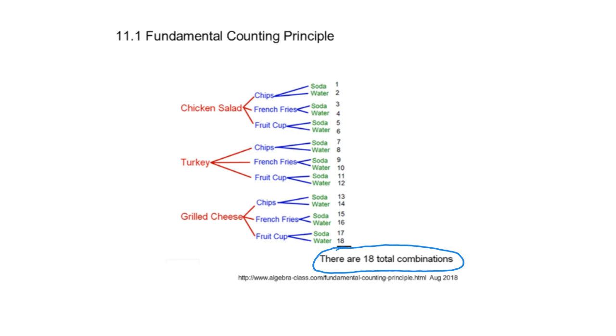Let's look at how the fundamental counting principle works. It takes the number in each category. For instance, chicken, turkey, grilled cheese, I have 3 options to choose from. Side dishes, chips, French fries, fruit cup, I also have 3 options. For drinks, I have soda and water. All right. According to the fundamental counting principle, we take the number of options that we have in each category and we multiply them. So 3 times 3 times 2 is 18, which matches the total number of outcomes that was demonstrated here on the tree diagram.